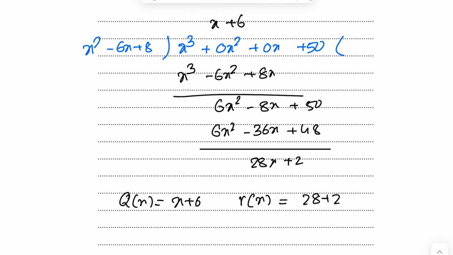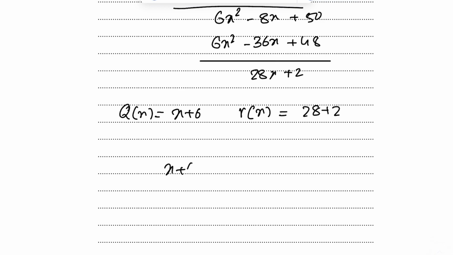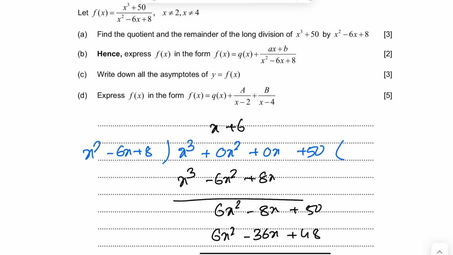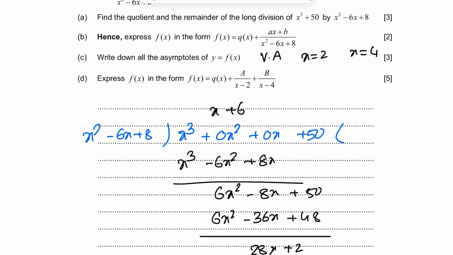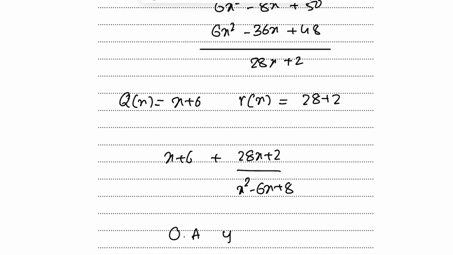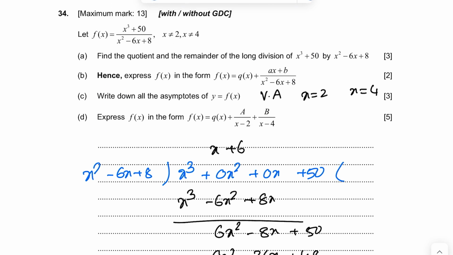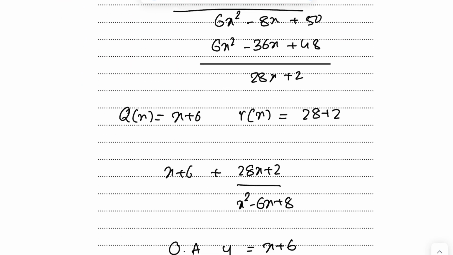Express this one in the form of this. So what does that become? x plus 6 plus 28x plus 2 divided by x square minus 6x plus 8. Write down all the asymptotes. So vertical asymptotes will be x equals 2, x equals 4, denominator equals 0. And the oblique asymptote will be y equals x plus 6.